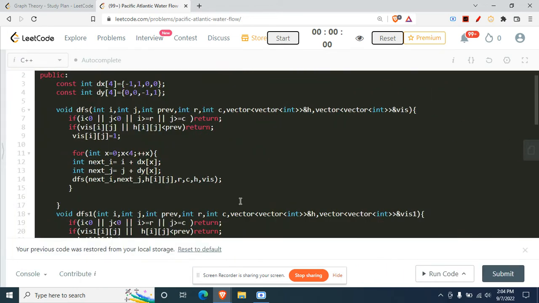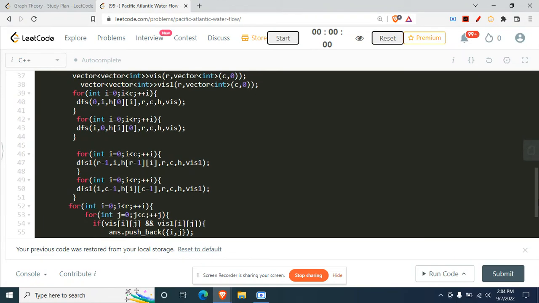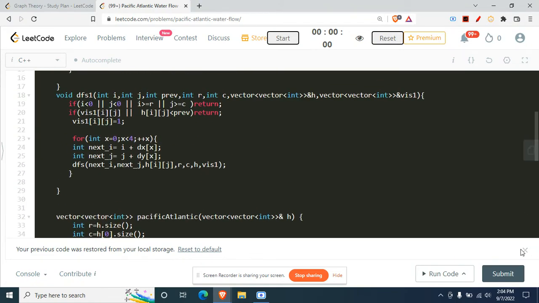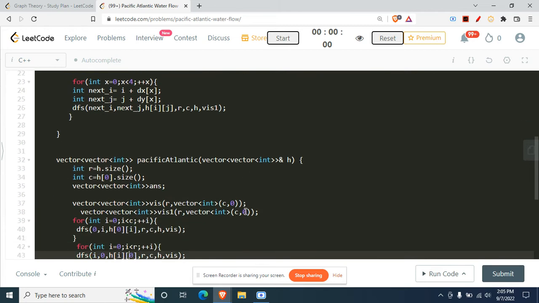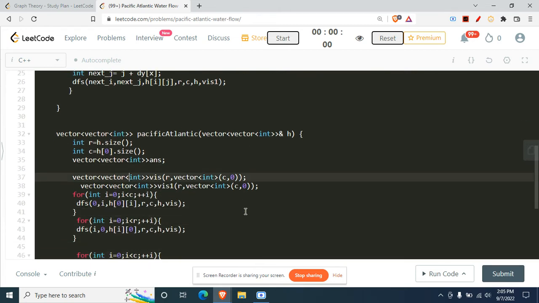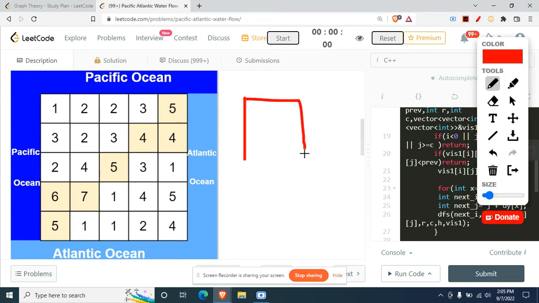Okay, so now let's get on to the code part. The code is very simple. It might look very lengthy, but it is actually very simple. It's not that hard. What we need to do at first is create two visited arrays. Why so? Let's see. If we try to do it in one vector, it can be done, but it will get a lot messier.